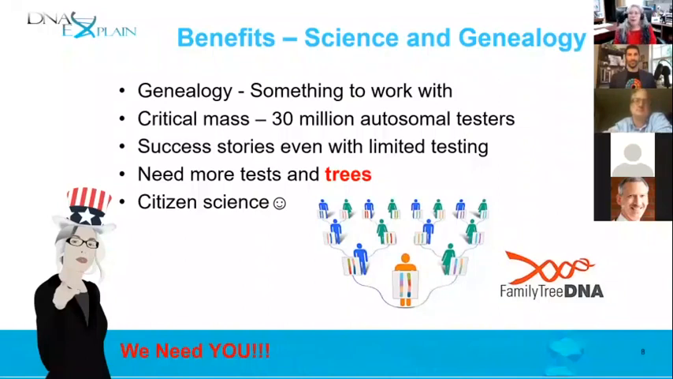We have the critical mass in this industry. There are over 30 million autosomal testers between the different companies, and I think it's significantly more, but we don't really know how many people tested at the same places. So there's more than 30 million. Just think if we could have even a fraction of those people test their mitochondrial DNA, what it would tell us, and how many brick walls we could break down and push back in time that we can't any other way. We have success stories even with limited testing.